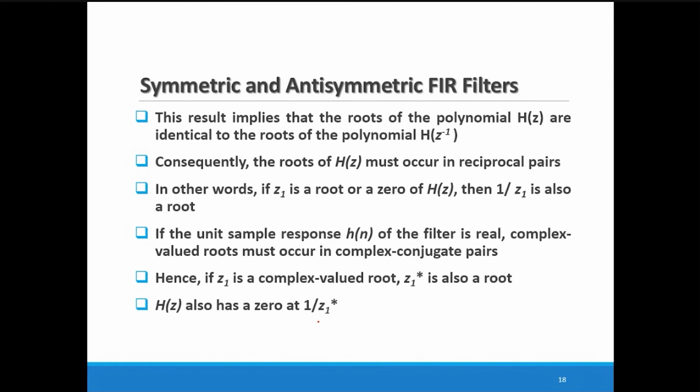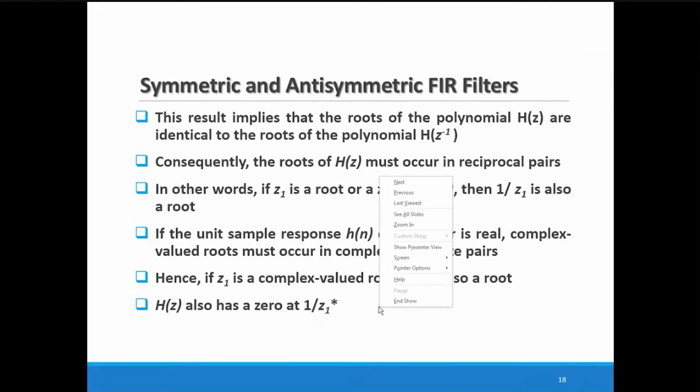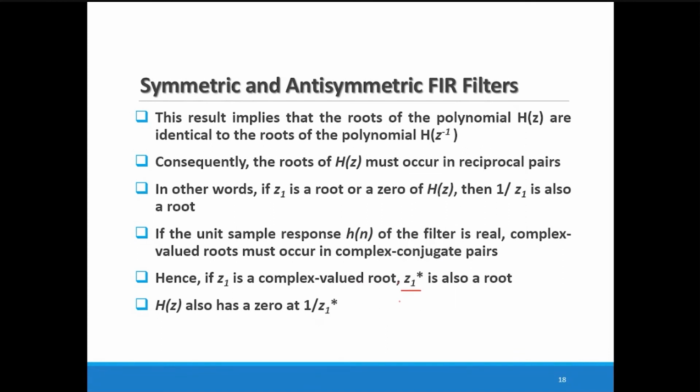If the unit sample response h of n of the filter is real, complex valued roots must occur in complex conjugate pairs. For example, if z1 is a complex valued root, then z1 complex conjugate is also a root. So whatever roots of h of z, real and complex valued, they also occur in complex conjugate pairs. So if z1 is a complex valued root, then z1 complex conjugate is also a root, and h of z also has a root at 1 upon z1. As both occur in a reciprocal pair, 1 upon z1 complex conjugate will also become a root.